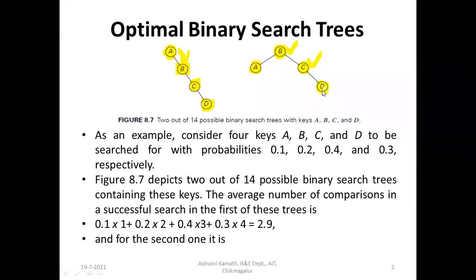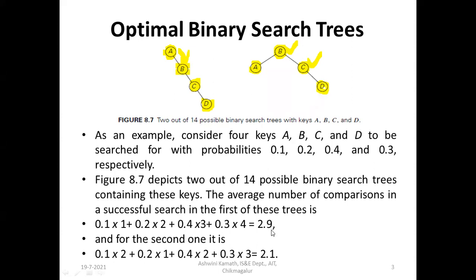And for the second tree, it is 0.1 into 2. Okay, 2 comparisons for A. For B, the probability is 0.2, so 0.2 into 1 comparison. For C, 0.4 into 2 comparisons. And for D, it is 0.3 into 3 comparisons, which is equal to 2.1.